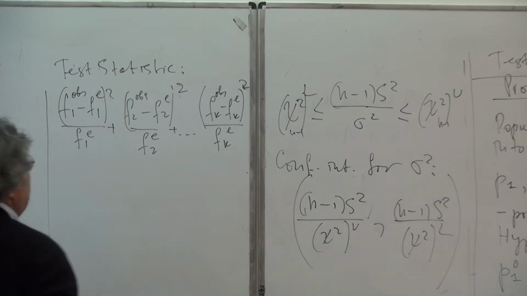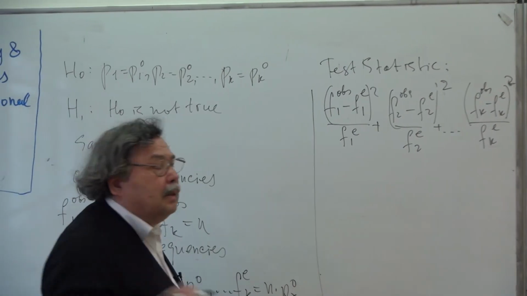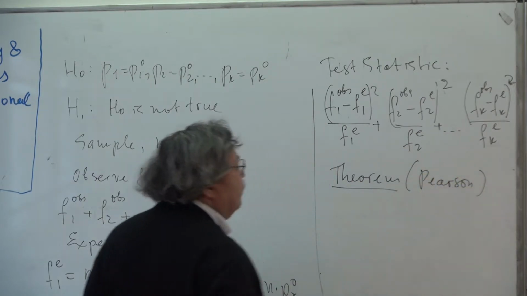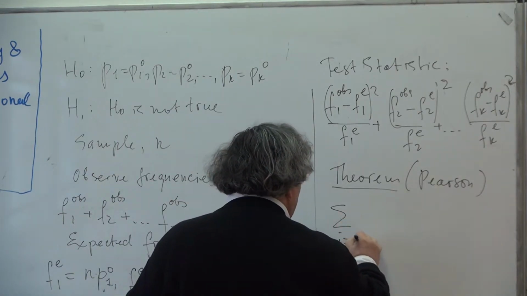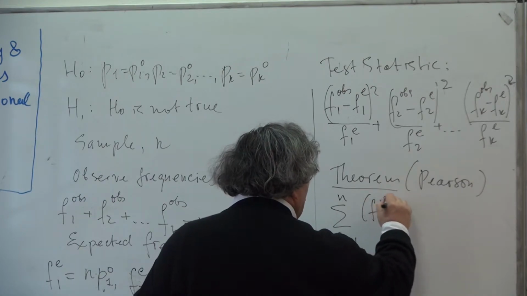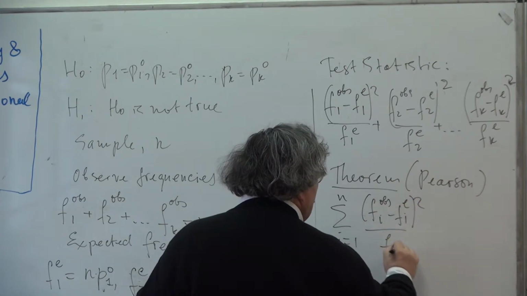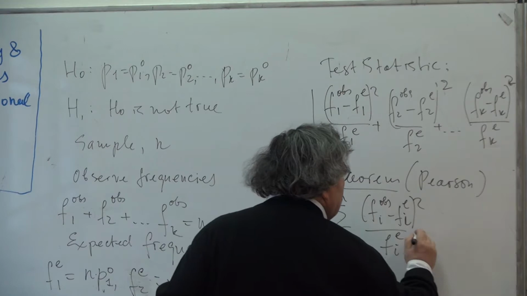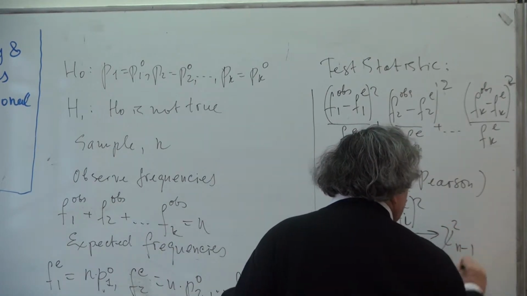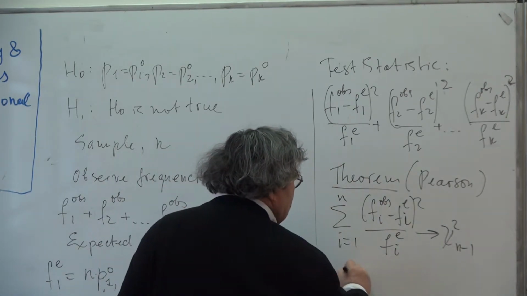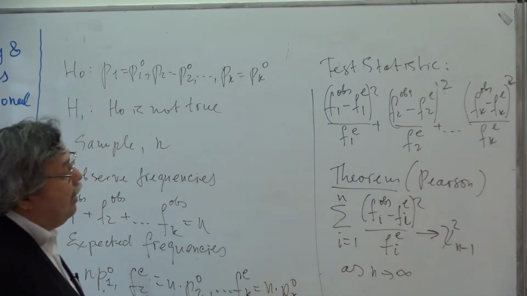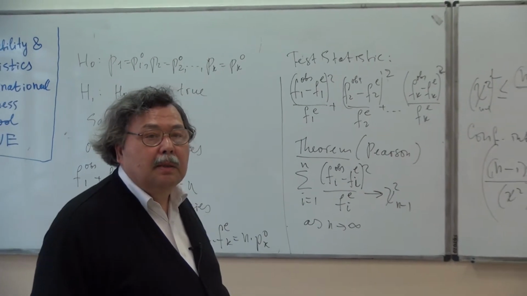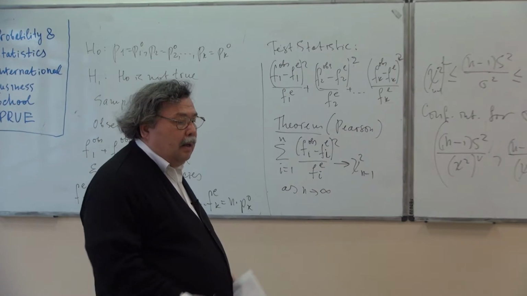All right. Now, why this statistic? Why do we use this awkward-looking statistic? The reason is this. There is a theorem attributed to Pearson. The sum of terms like this approaches chi-squared with k minus 1 degrees of freedom as n goes to infinity. Okay? So in the limit, this statistic follows the chi-squared distribution with k minus 1 degrees of freedom.